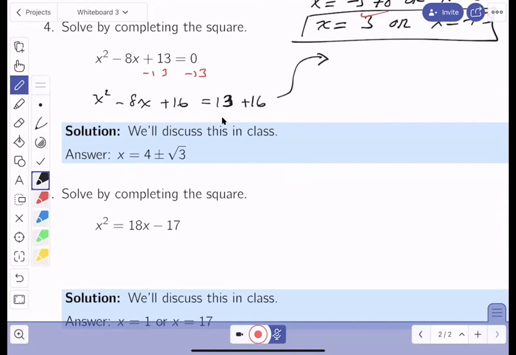And again, I'm getting more confident by trying. What do you get? X minus 4 squared equals, well, what's 13 and 16? That's going to be, let's see, 29, right? I'm sorry, did I make a mistake over here? I'm sorry, I did make a mistake, and I just noticed it. Let me go back and I'll show you where I made a mistake. I have to erase though.